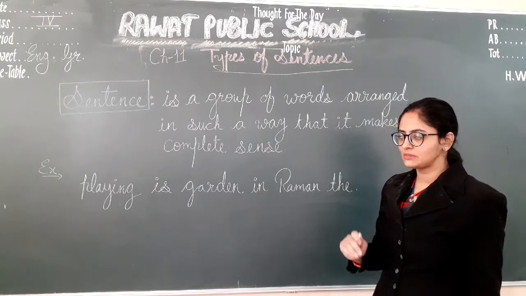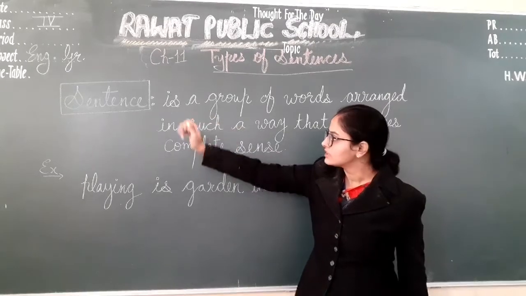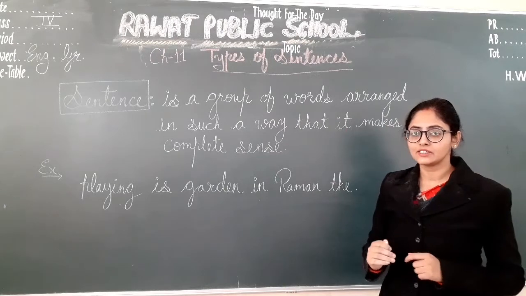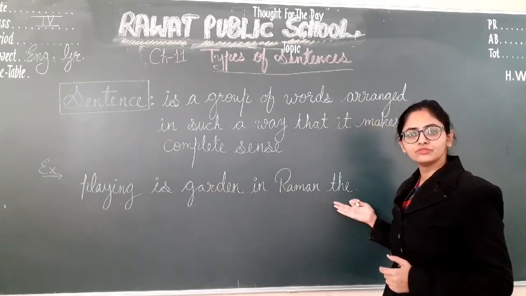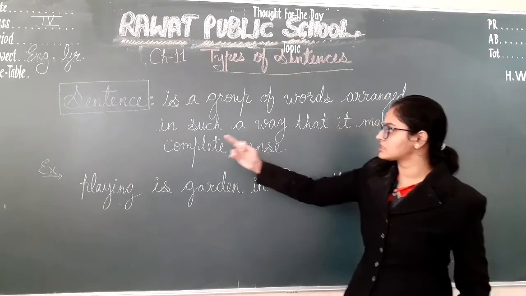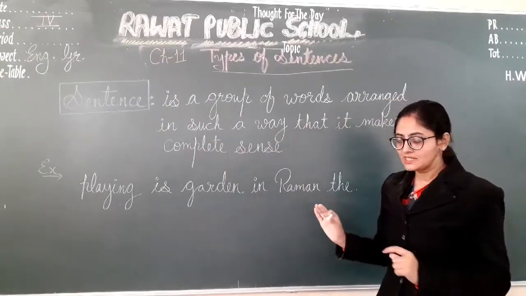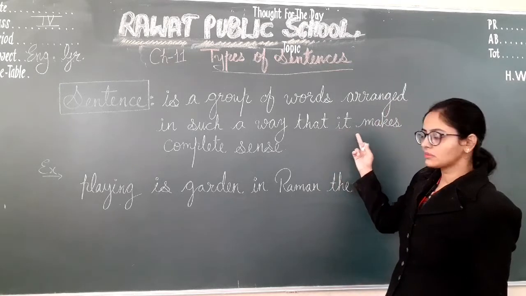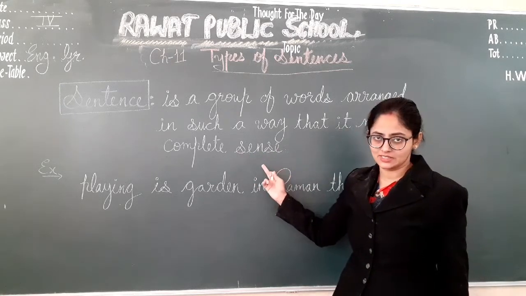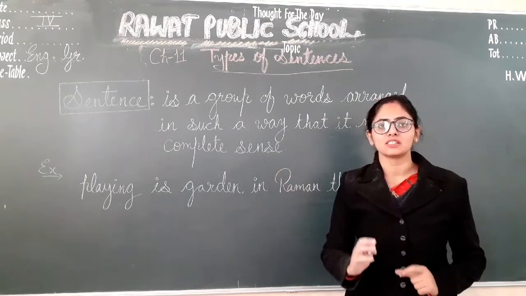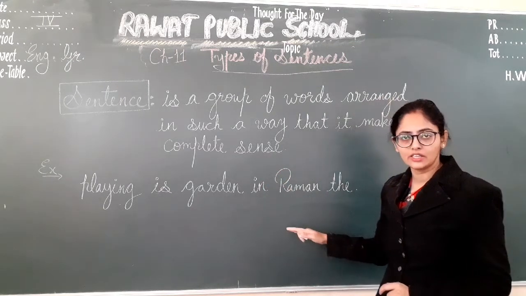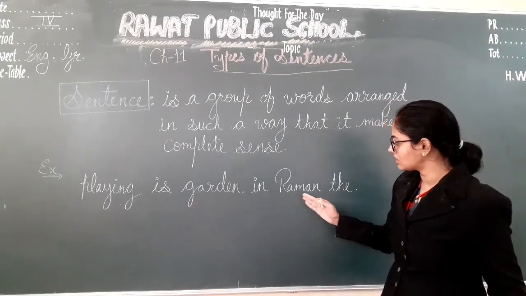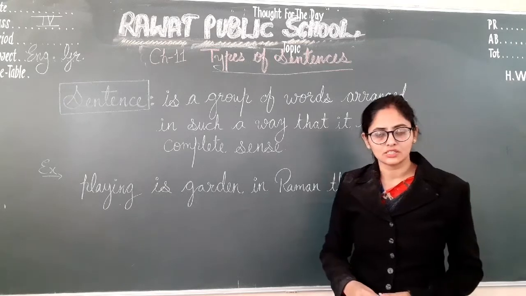So, a sentence is a group of words arranged in such a way, in a manner that makes complete sense. Means there must be sense in that arrangement. I have arranged here the words playing is garden in Ramanda, and there is no sense.